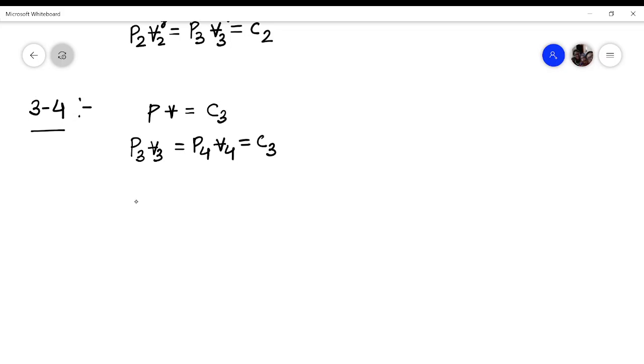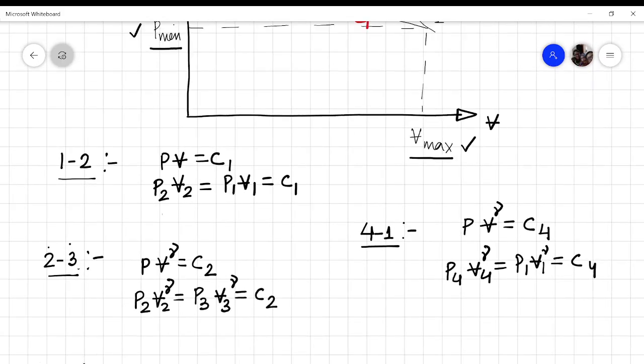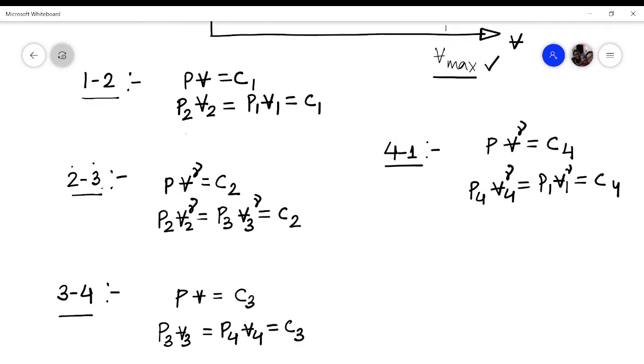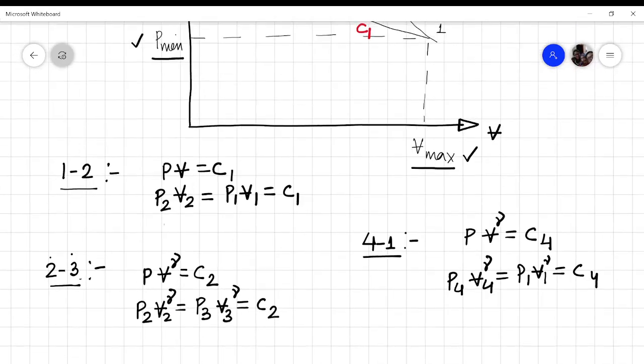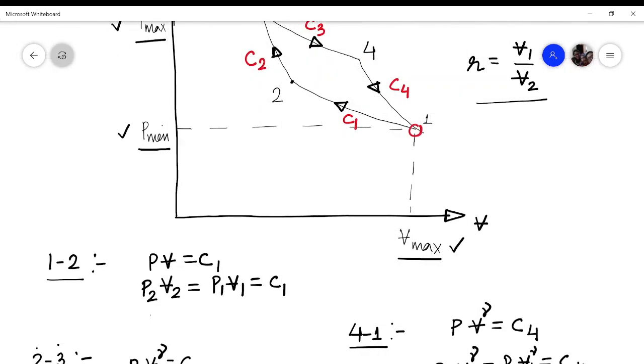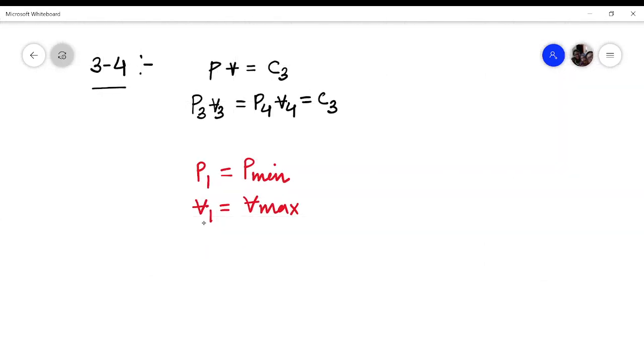The first thing first: what is P1? P1 is the minimum pressure, P min. Likewise, what is V1? This is the maximum volume. So here I know everything about this particular point. Now comes point 2. The volume at point 2 is already known to me via the compression ratio, so V2 will be V1 by R.